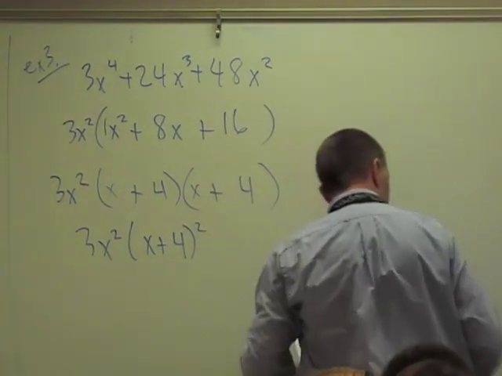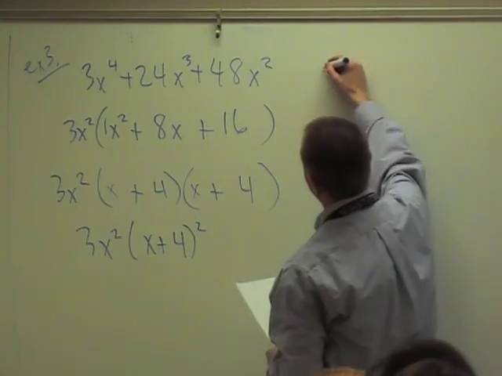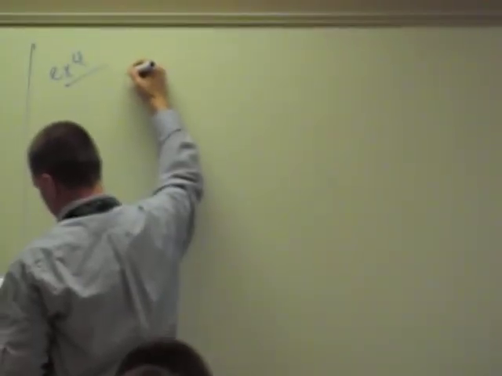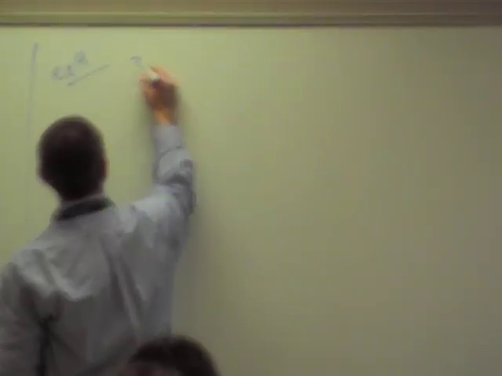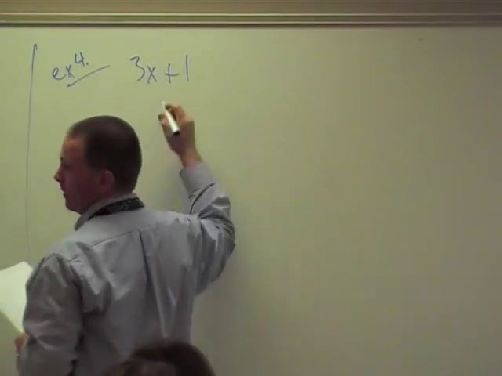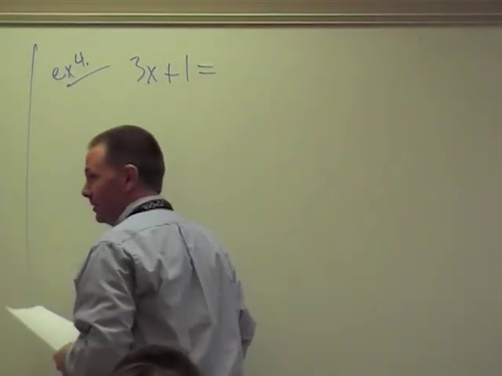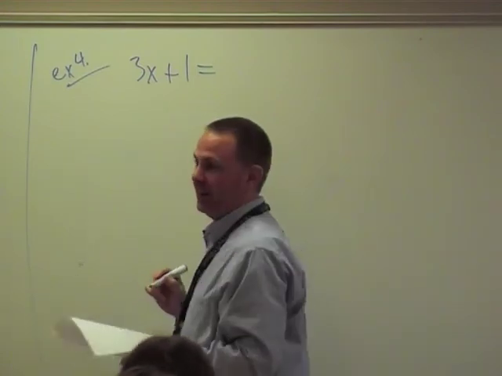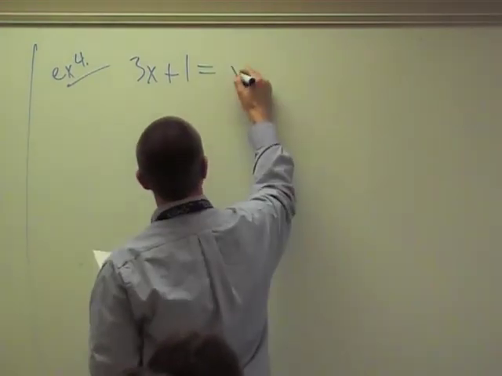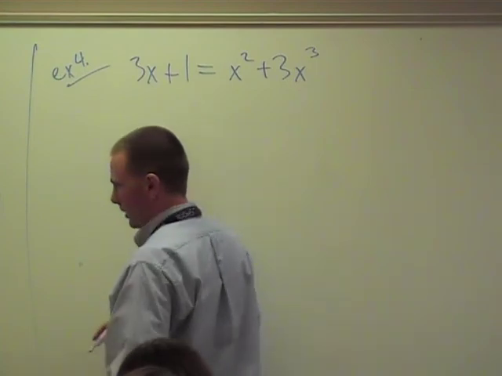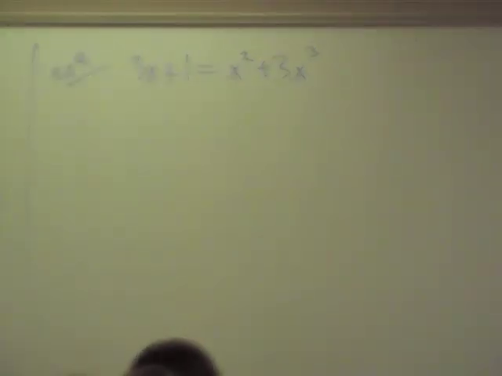Okay, example 4. x plus 1 equals, there's an equal sign. What does that mean? x squared plus 3x cubed. I'll give you a few minutes. Can you make it equal?